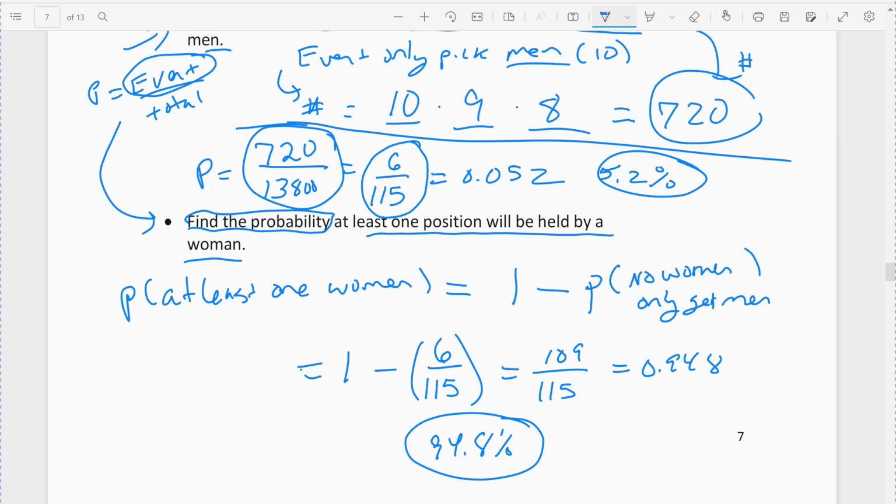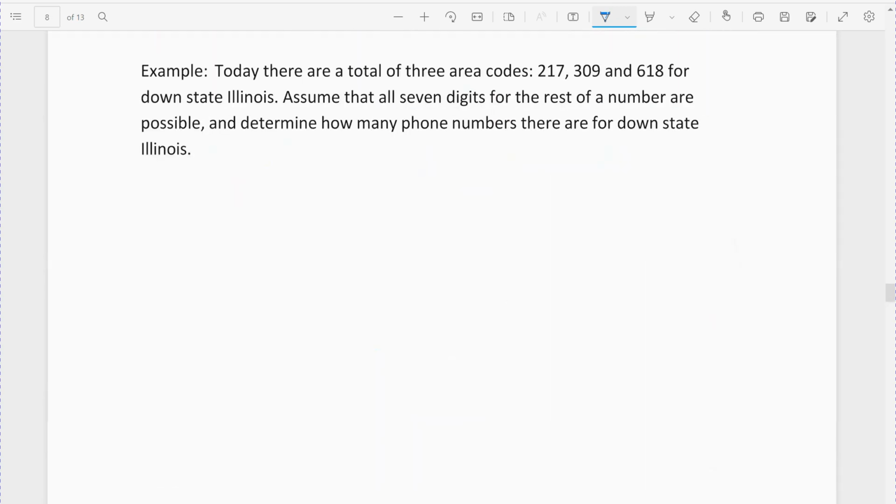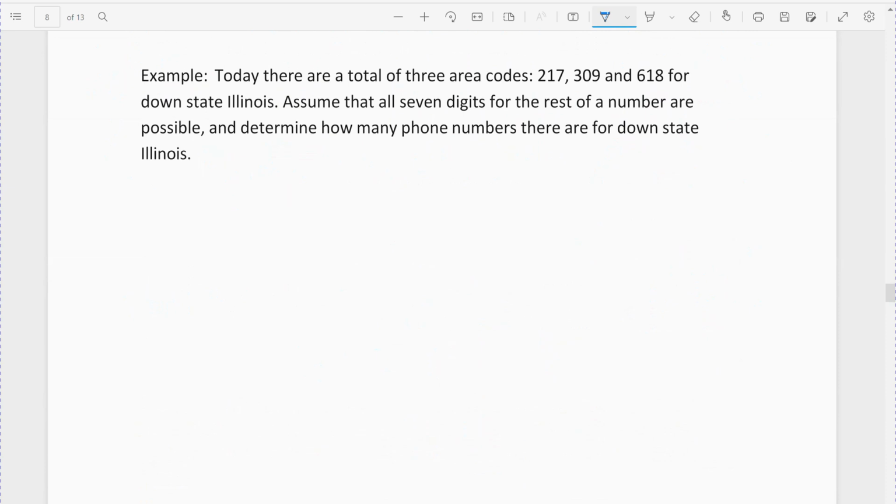All right, I'm going to do the next example, and then we'll stop there for this video part. There's a total of 3 area codes, the first 3 numbers, and it kind of tells you where you're located. Most of the state is 309. There's a couple of exceptions, the Chicago area and some other areas. So 217, 309, and 618 are the different area codes for the state of Illinois.